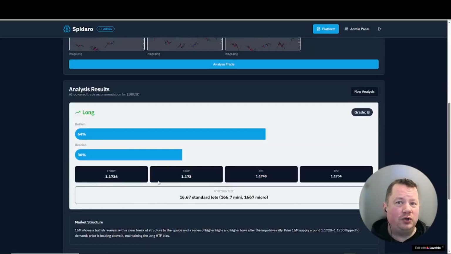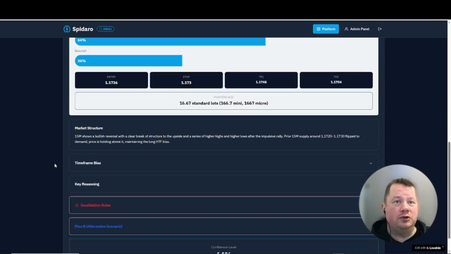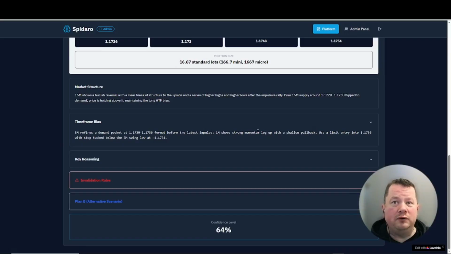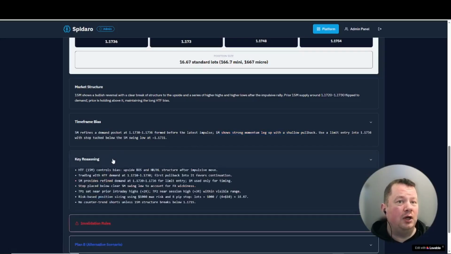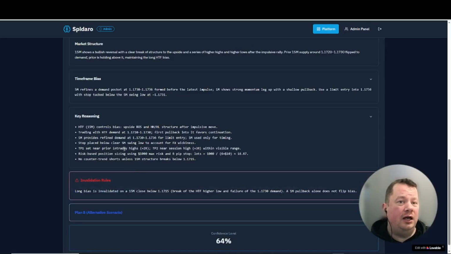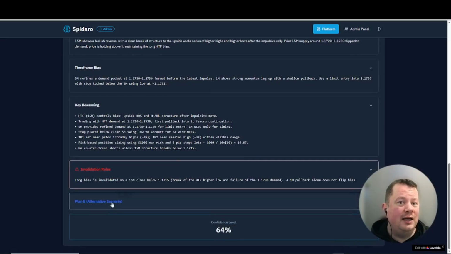Now, here is your entry, your stop, your take profits. Like I said, ignore the position size at the moment. I'm still working on fixing the lot size calculator, but I've got it in there for the time being, so just ignore it for the moment. This is what you get in terms of results. So you get the market structure. It tells you exactly what's going on with regards to market structure, previous supply zones, higher time frame bias, talking about a strong momentum leg upwards, shallow pullbacks, telling you exactly where the bias is going, the key reasons for taking this particular trade and why the entry is where it is, any rules that would invalidate this trade, and a plan B scenario.